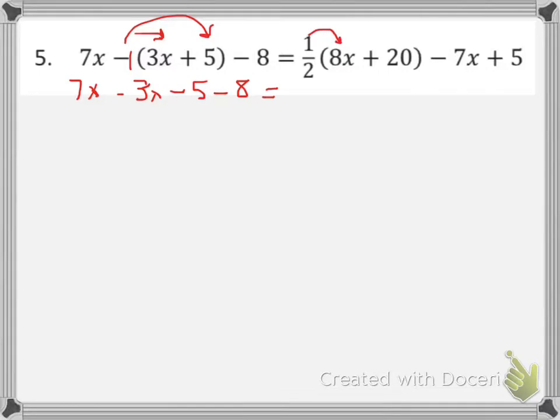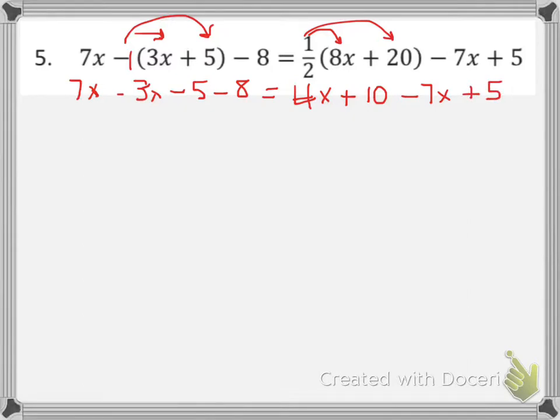1/2 times 8x. That's 8 halves x, and 8 divided by 2 is 4x. 1/2 times a positive 20, that's 20 halves. 20 divided by 2 is 10. That's a positive 10. And then we have a -7x and a positive 5 not involved in the distributive property.